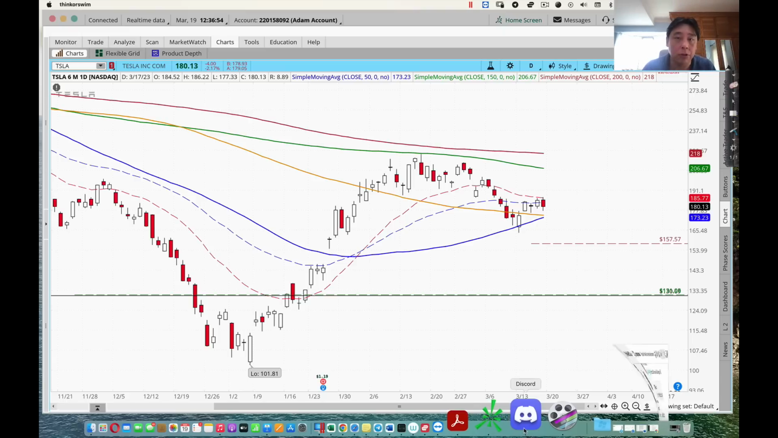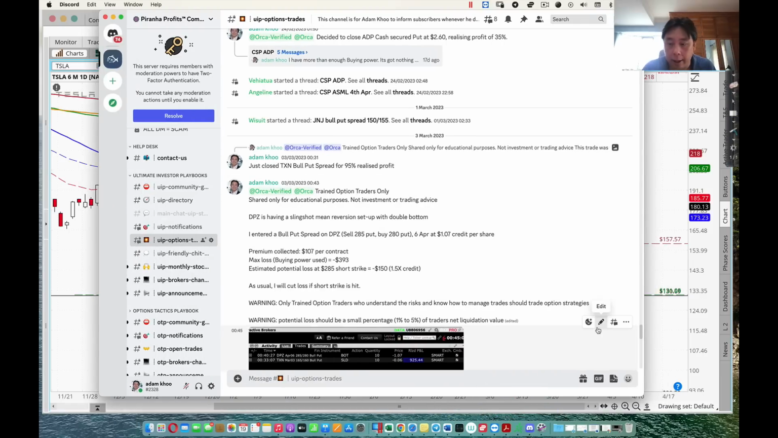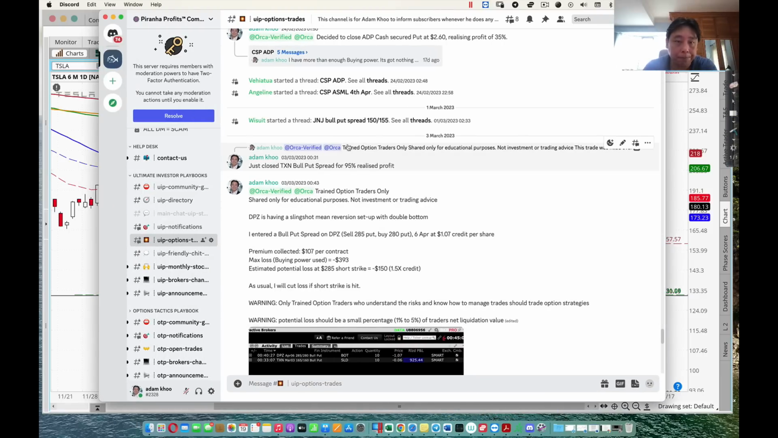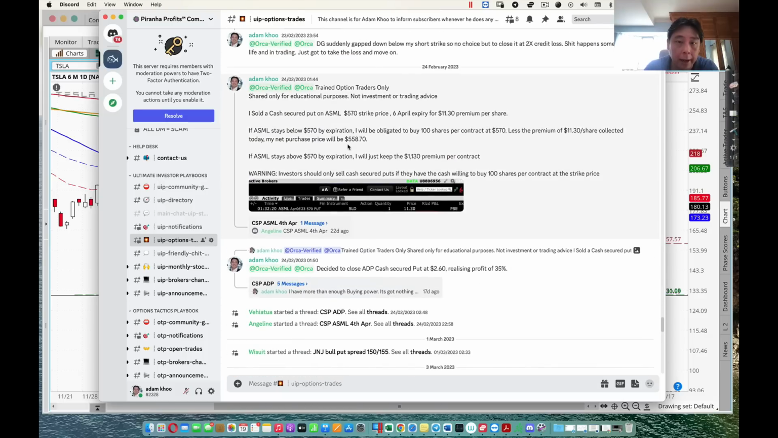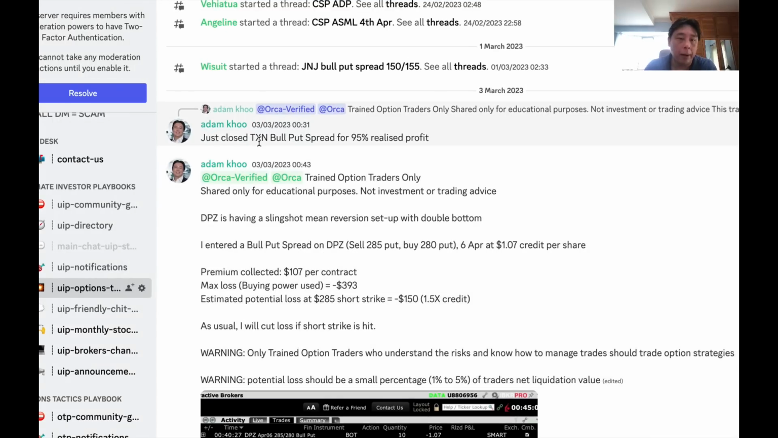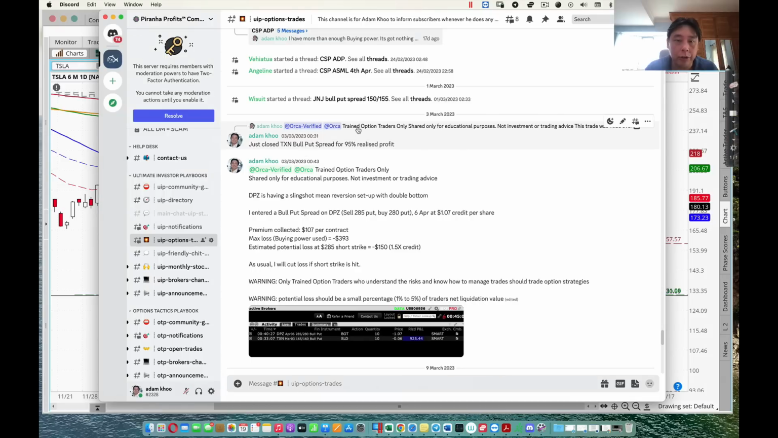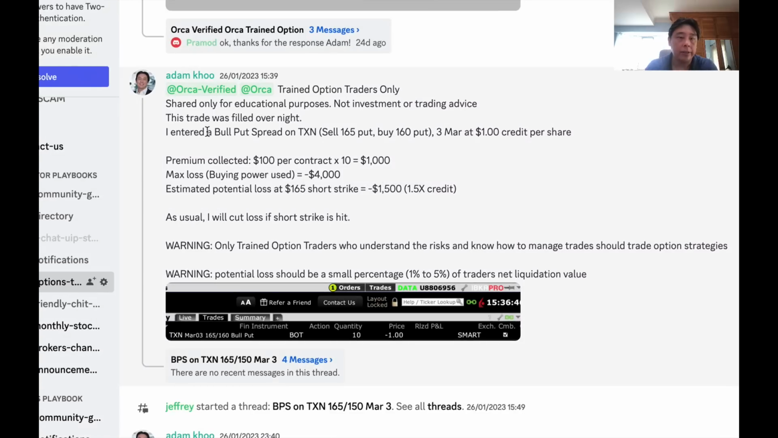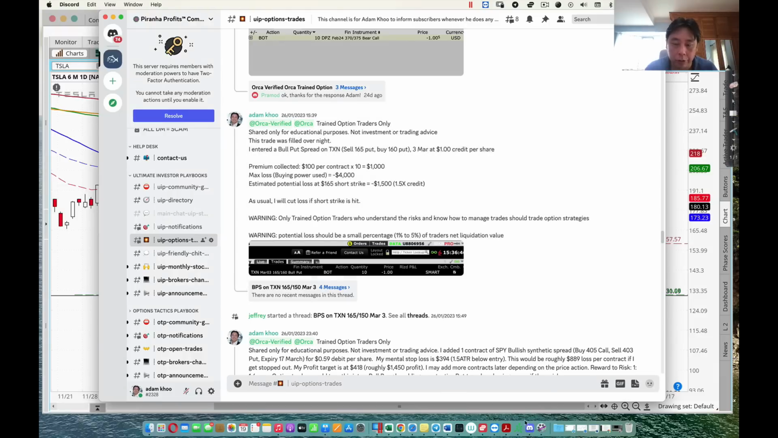So let me give you a few examples of some trades that I entered and exited over the last couple of days. For example, one of them, let me see where that is. There we are. So I just closed my TXN bull put spread for 95% profit. That's Texas Instruments, and I'll show you the original trade. There we are. That's the original trade where I entered a bull put spread, where I sold the 165 put and I bought the 160 put on 26th of January.